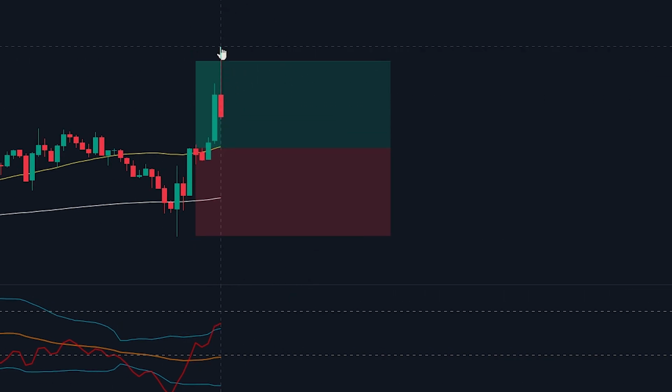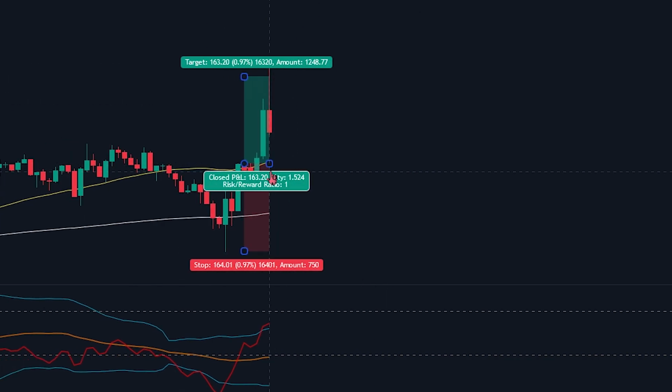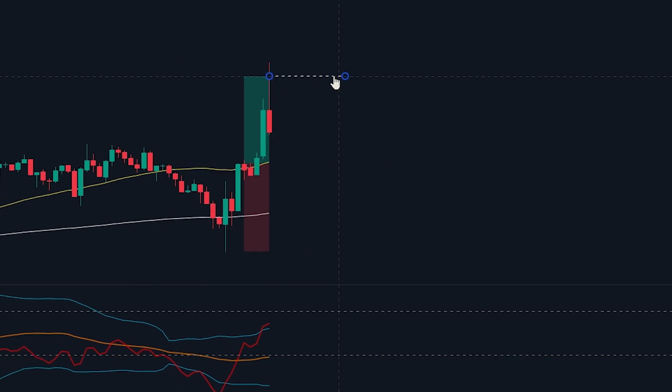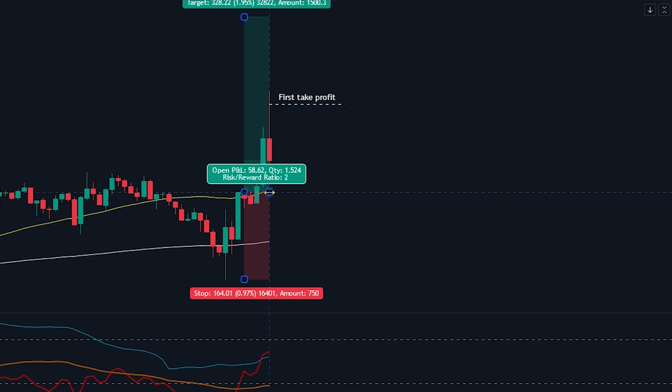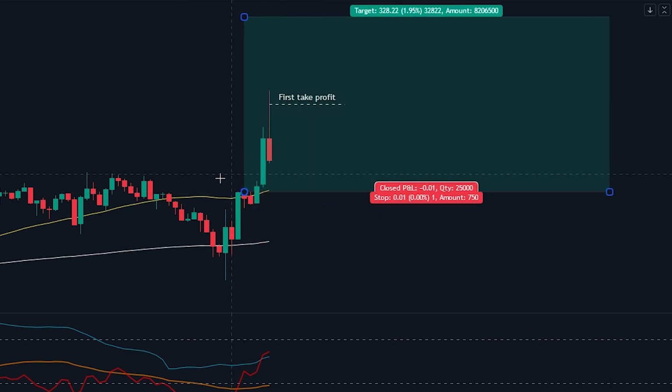As you can see, the first take profit target has been met. This means that we can now move our take profit and aim for a 2 times risk to reward ratio. After doing so, we will also be moving the stop loss to break even to avoid losses.